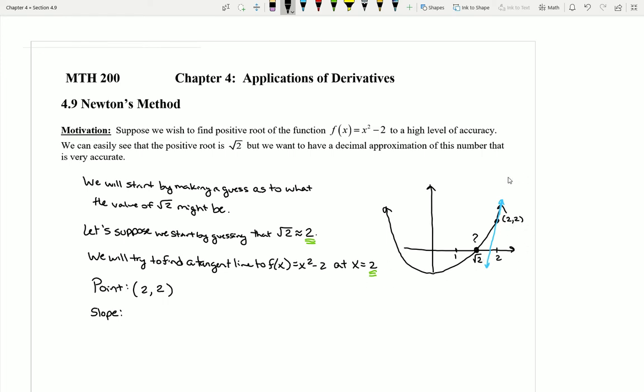I then, of course, am going to need the slope of my blue line, but I can get that by just calculating my derivative and plugging in the x value of 2. Notice that my derivative here is going to be 2x, or in this case, 2 times 2, and so I get a value of 4.